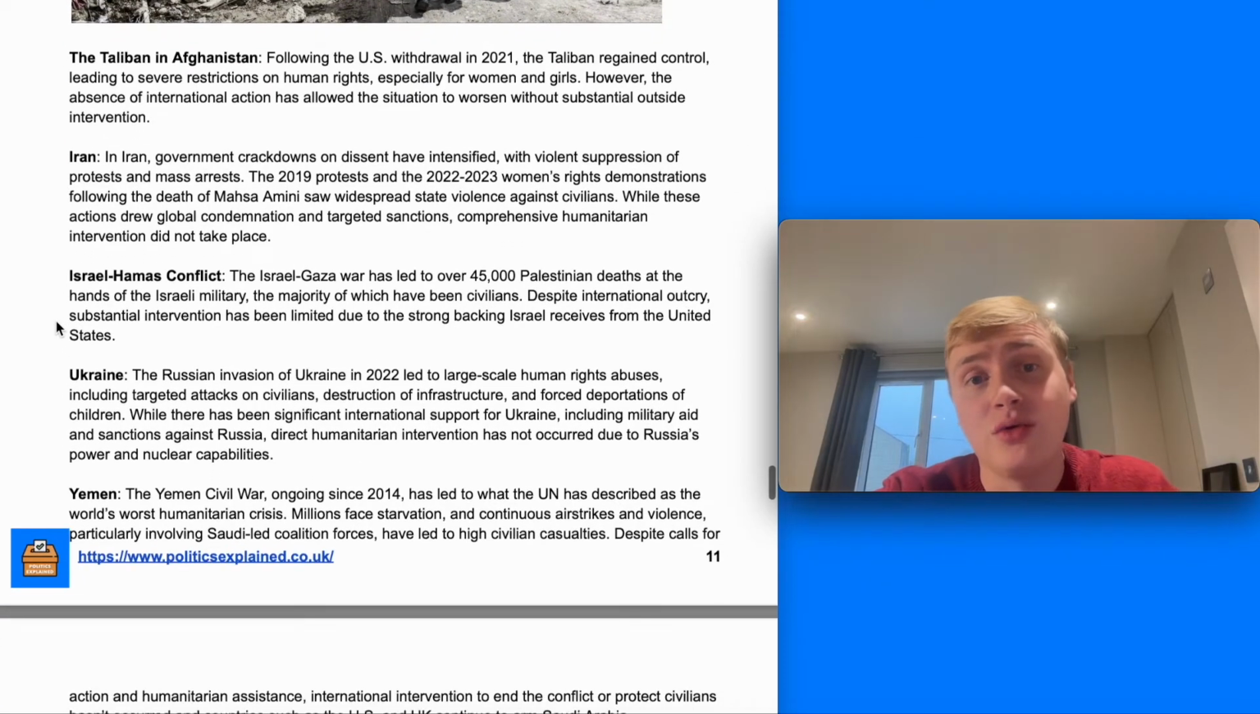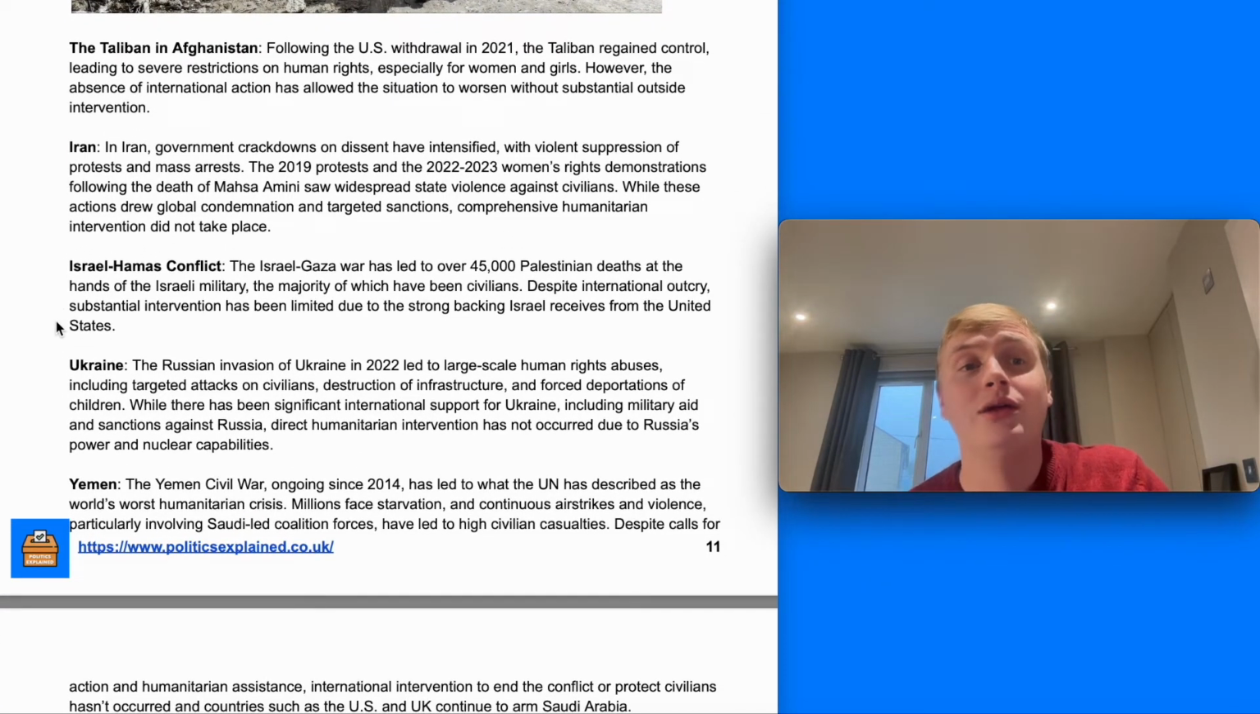Following the US withdrawal in 2021, the Taliban has regained control, leading to severe restrictions on human rights, especially for women and girls. The absence of international action. Crucially, I think in this case, really, obviously linked to the other factors as well, especially in the history of the last 25 years, due to the US growing isolationism, due to the failure of its intervention in the 2000s and 2010s. That's a key reason why there hasn't been humanitarian interventions there.